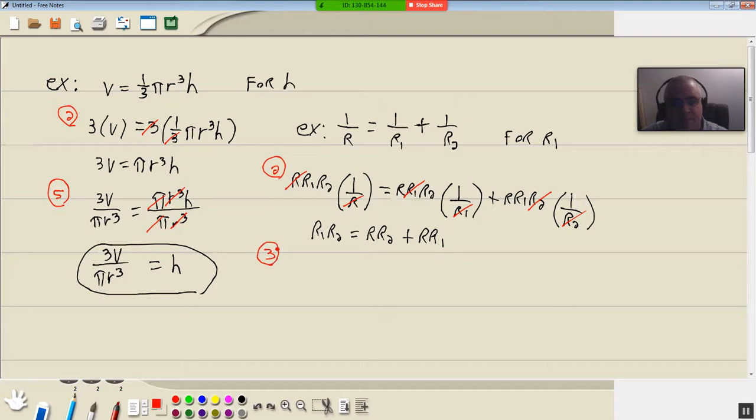Now step 3. Get everything with the variable you're solving for on one side, everything else on the other side. So we're solving for r1, so I want to get everything with an r1 over on the left side. So I'm going to take this r1 to the left side. Remember, when you take anything across the equals, your sign changes, so the r1 becomes a negative r1.